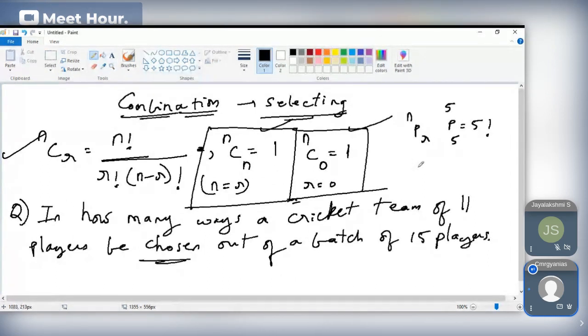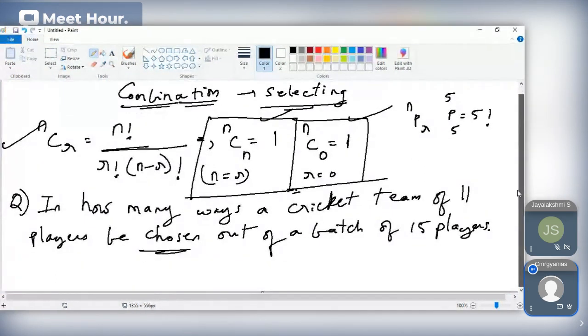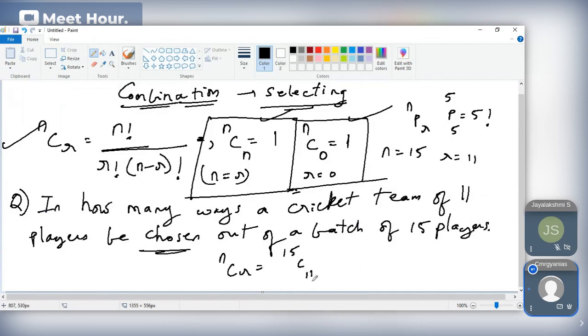Again, this is simple. You can just put in the formula. But here I'll tell you one thing. See, n is equal to 15 for us. R is equal to 11. So here for us nCr is equal to 15C11. So the number becomes very, very big.